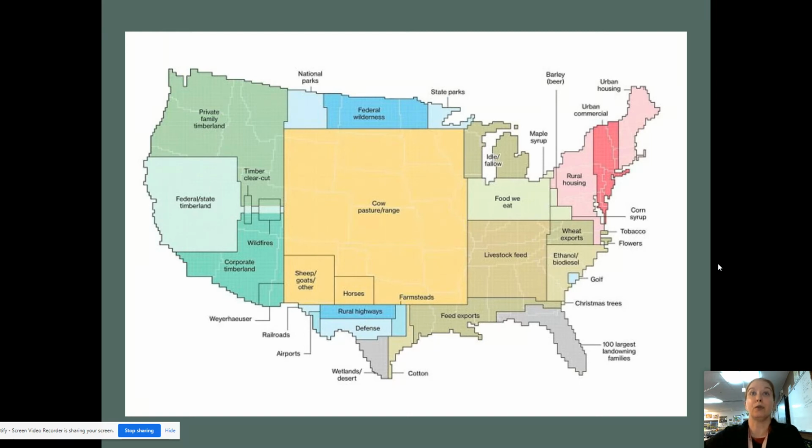So if you look at the United States and you broke up the United States into what all the land is being used for, we've got urban housing, urban commercial areas, rural housing. This is all the food that we eat. This is to grow the cows. The pasture areas. This is to feed all of these things. This is federal wilderness. This is private family timberland. This is clear-cut area, different areas for timber. Wildfires get their own. Highways, defense gets an area. Wetlands and deserts. This is all cotton. That's crazy. Feed that is exported.